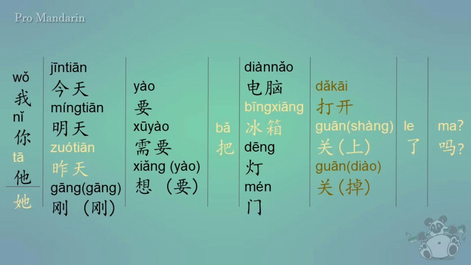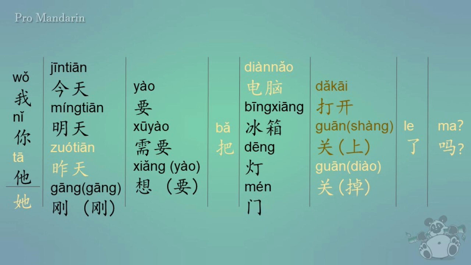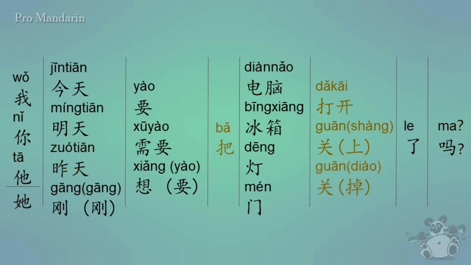Now how would you ask, did she shut the fridge yesterday? 他昨天把冰箱关上了吗? Now maybe the computer was on this morning and you're thinking, wait a second, did she turn off the computer yesterday? How would you ask that? 他昨天把电脑关掉了吗?